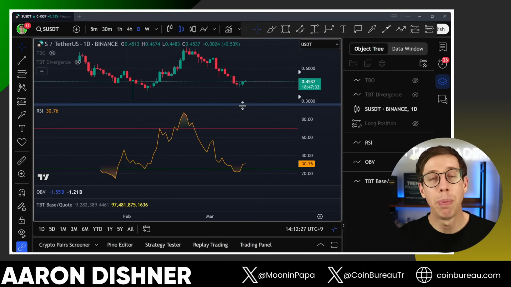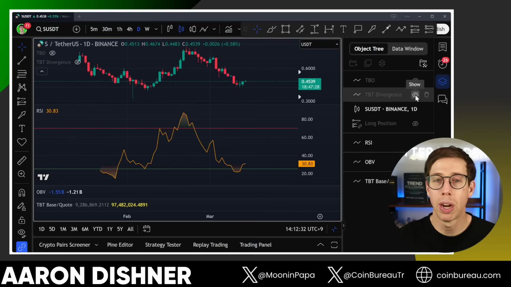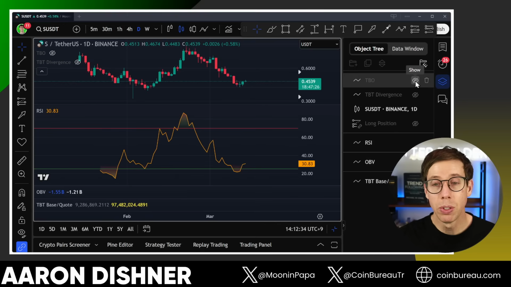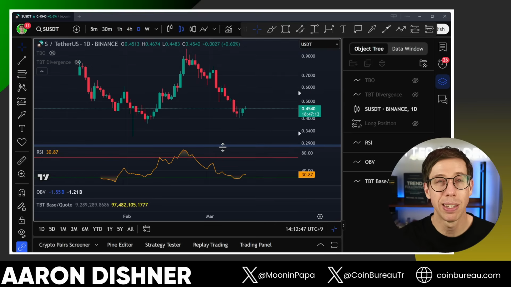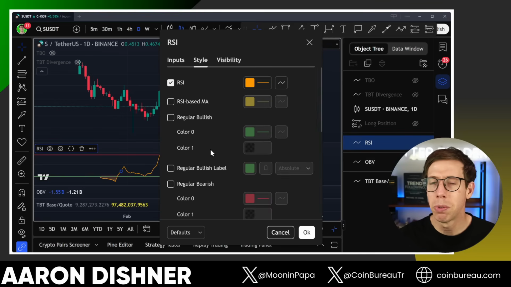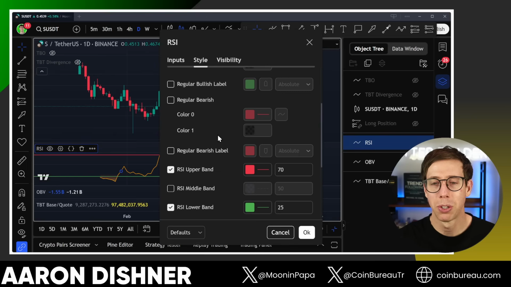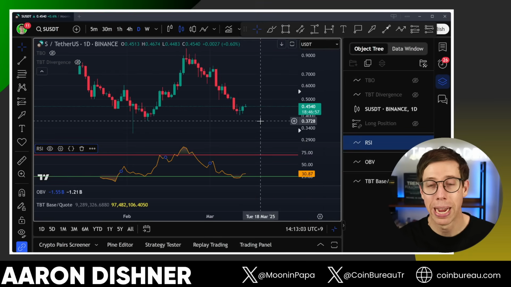Now, you've heard me talk about different indicators before, whether it's the TBO, TBT divergence, or support and resistance levels. I have talked about RSI before, but I want to give you a little more info on how I use RSI to find good entries for these asymmetrical setups. The first thing you have to know is that my RSI will not look like yours. That's because I like using RSI with a length of 7. I also take out all the other garbage. I don't use a moving average, and I don't use the bullish, bearish levels. I use the levels of 70 and 25. So feel free to copy my settings.